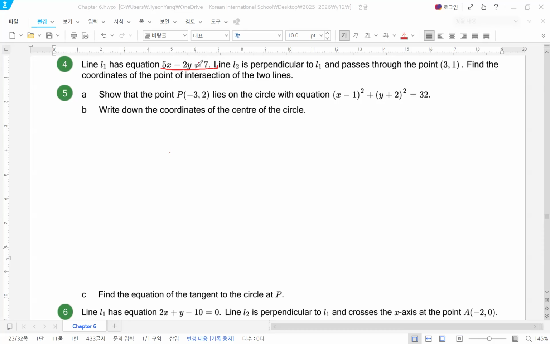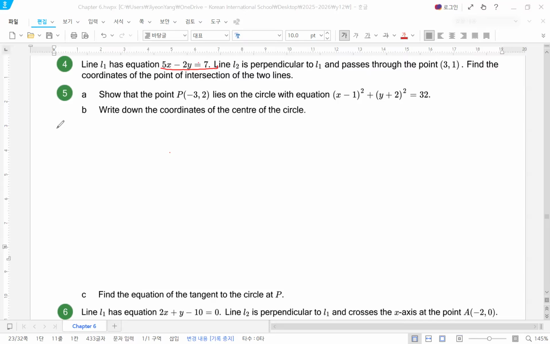Okay, please read it. Yeah, again, line. Line L1 has equation 5x minus 2y equals 10. Line L2 is perpendicular to L1 and passes through the point (3, 1). Find the coordinates of the point of intersection of the two lines.